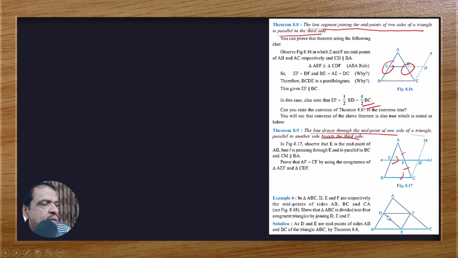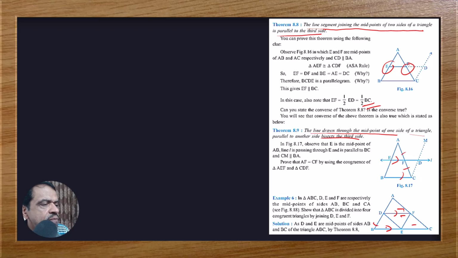See, it is a triangle and these are the midpoints. In short, I am explaining. Show that ABC is divided into 4 congruent triangles. You have to prove that these are 4 congruent triangles. It's very simple. D and F are midpoints, so DF will be half of BC and parallel to BC, so it is equal to BE.